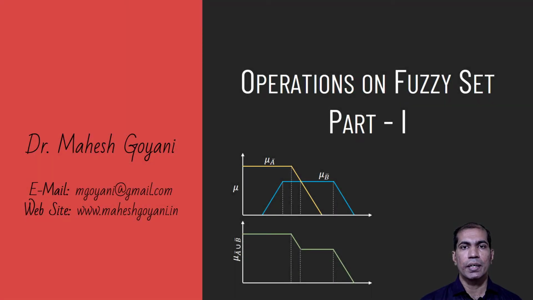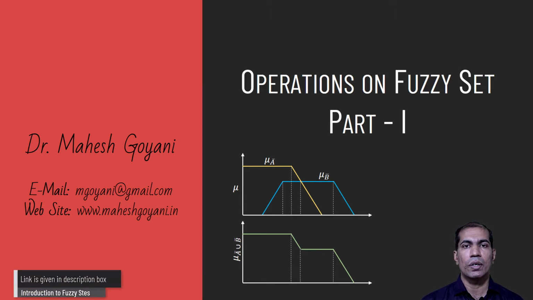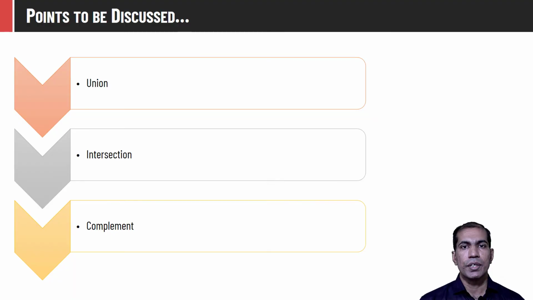This is Mahesh Gulani, and in this video I am going to talk about various operations on fuzzy sets. If you have any confusion in understanding fuzzy sets, then I have already made a video on introduction to fuzzy sets. Link is given in description box. So please watch that video first. In this video, I am going to talk about basic operations like union, intersection and complement. In the later video, I'll talk about advanced operations like various type of sum operations, difference operations, and the product operations.